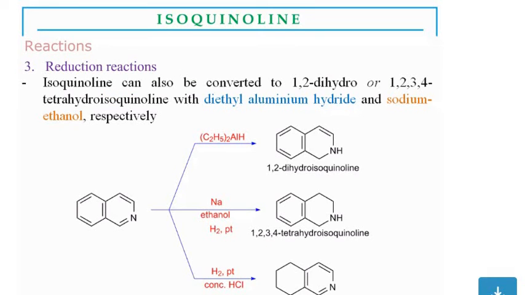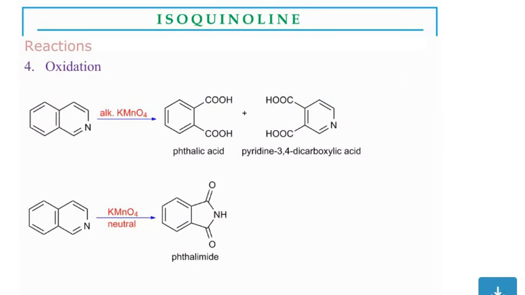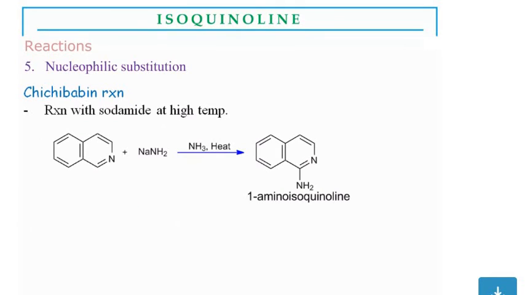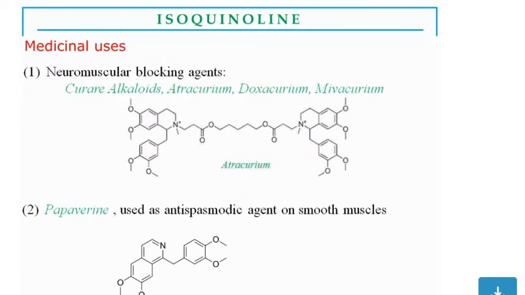So, reduction with different conditions, you will get different products: 1,2-dihydroisoquinoline, 1,2,3,4-tetrahydroisoquinoline, and 5,6,7,8-tetrahydroisoquinoline. Now, oxidation, you can see phthalic acid and pyridine-3,4-dicarboxylic acid formation, and phthalimide. Chichibabin reaction, you can see reaction with NaNH2 gives 1-aminoisoquinoline.